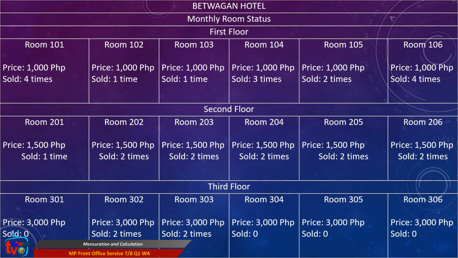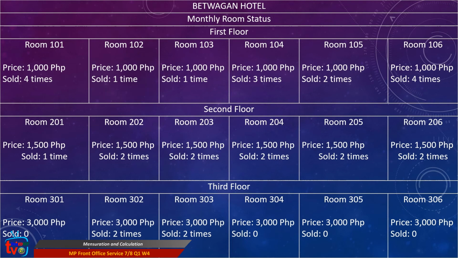Let us try the example placed in your learning activity sheet. The manager asked you to prepare a total room sales report of the hotel for the month of July. Let us first analyze the table. Room 101, which rates 1,000 pesos, was sold 4 times. Room 102, which rates the same, was sold once.